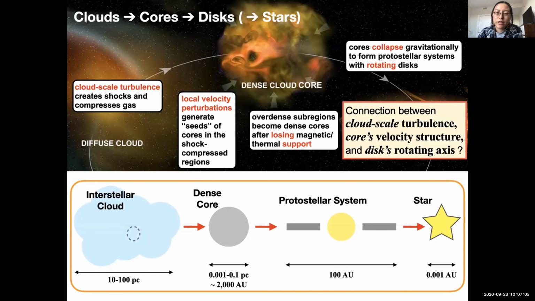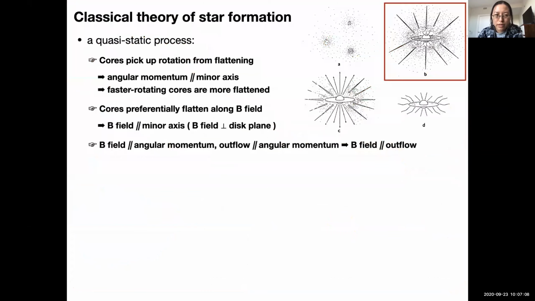To answer that question, or before answering that question, let's go back and look at what the classical theory of star formation says. In the classical view, star formation is described as an isolated and quasi-static process in which a dense core will preferably flatten along the magnetic field line, and because of the flattening and the conservation of angular momentum, it will start to rotate. That means the magnetic field direction, the minor axis of the core, and the disk and rotating axis of the core should all be aligned.